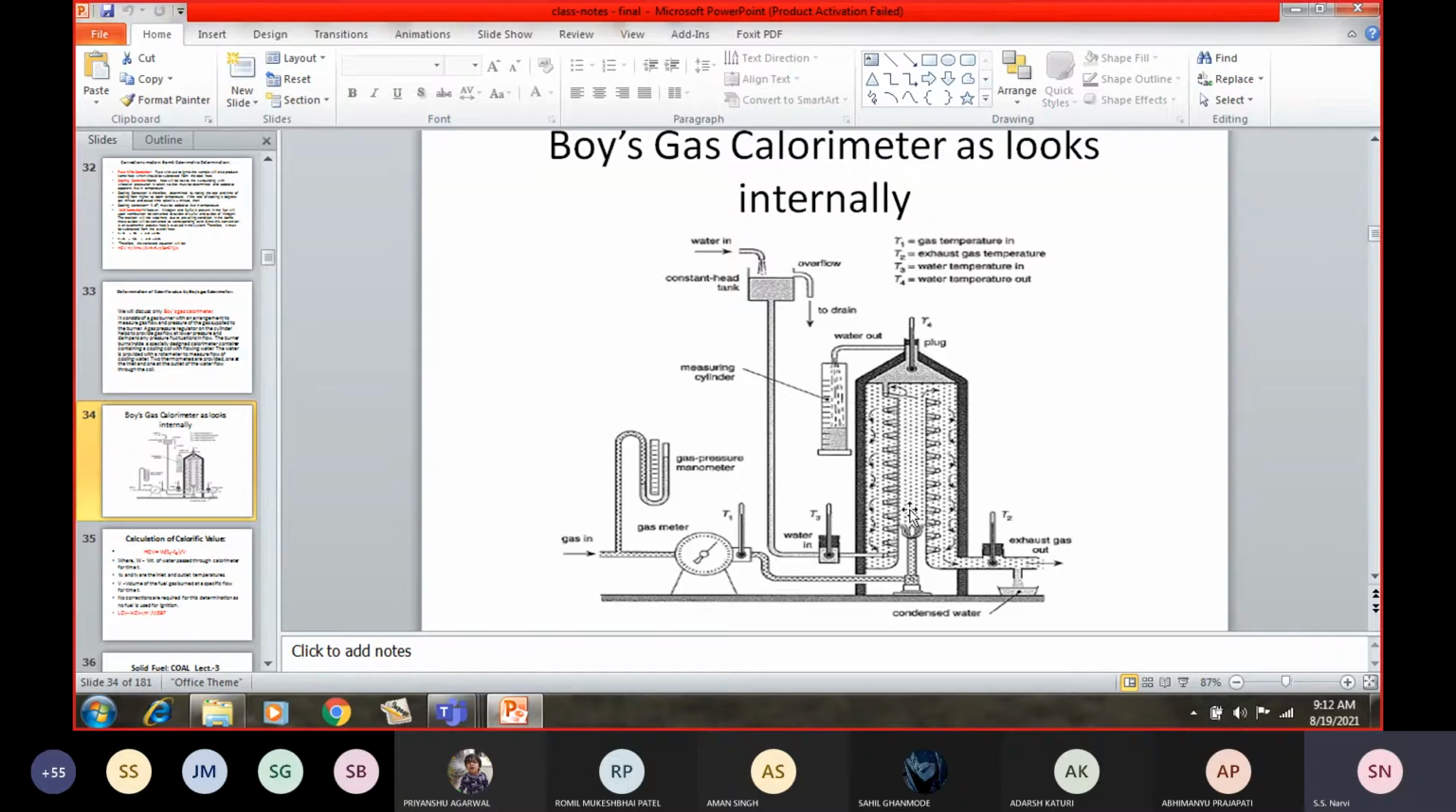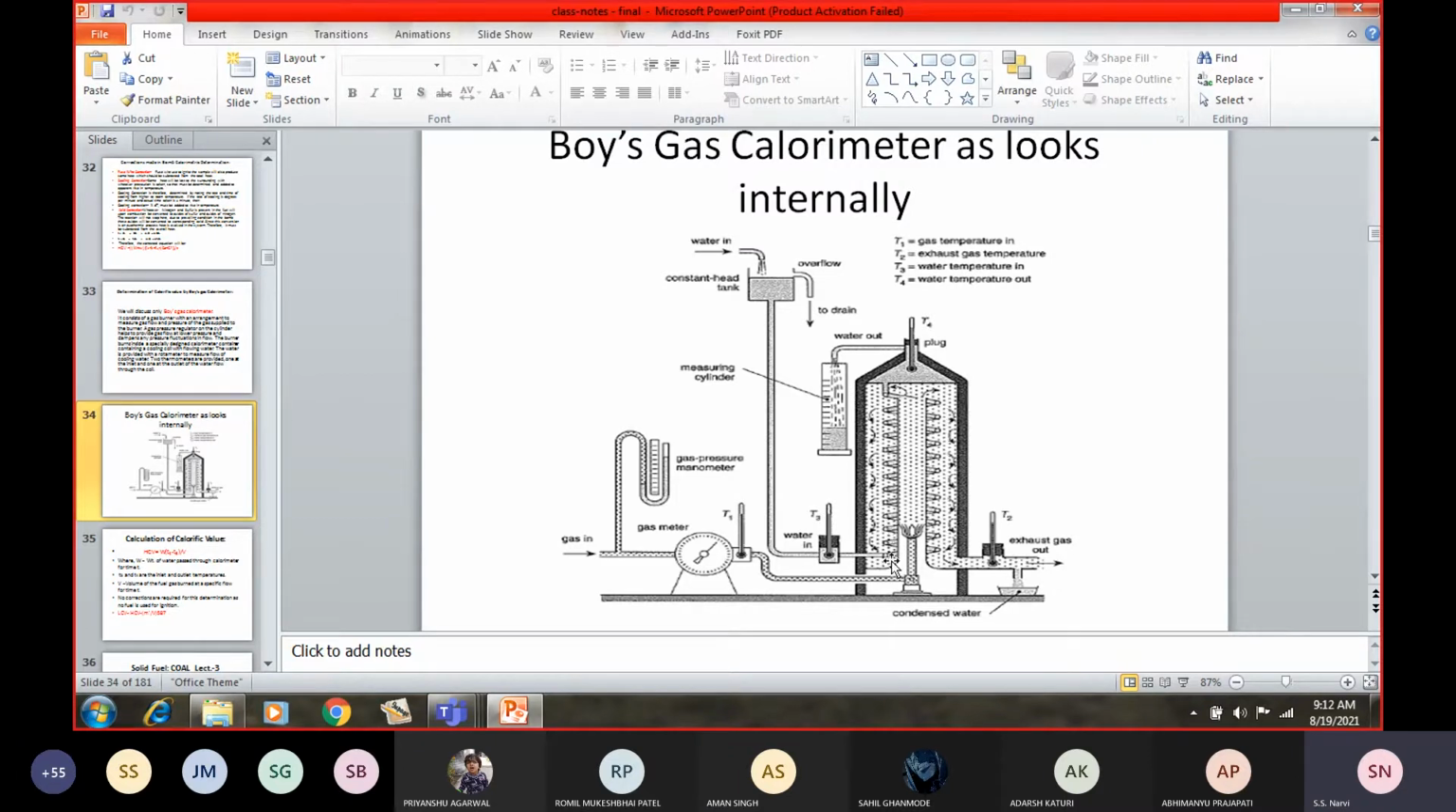Now this carbon dioxide, oxides of nitrogen and sulfur, and water vapor which are produced will spread to the entire calorimeter. Because the water is coming in, the flow of water is fixed and the flow of gas is also fixed, so these gases which are at high temperature will be cooled down. Because water is circulating, the heat evolved by the combustion process will be absorbed by this flowing water.